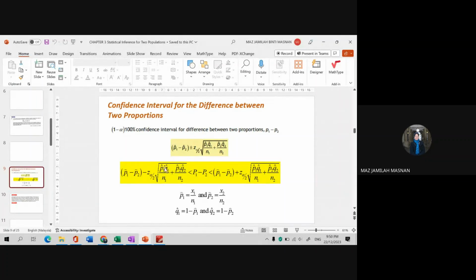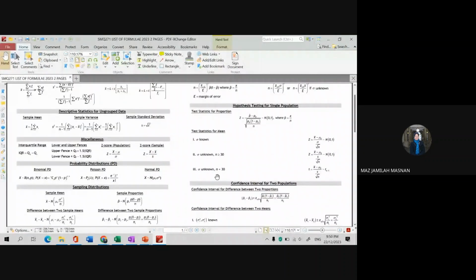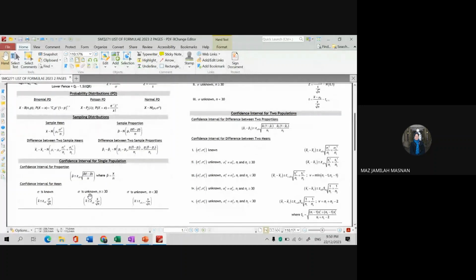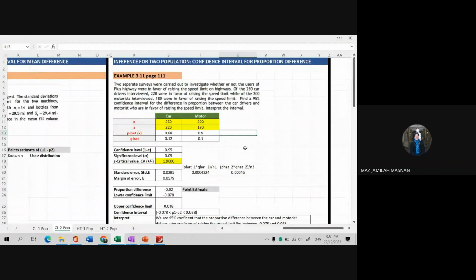So this one is just applying the formula, where you can refer back to this particular formula sheet. The difference between two population, between two sample proportions. For the confidence interval, yeah, this one. And for the difference between two populations, you can refer to this one. Look at my moving hand here. For two populations and for one population. Okay, so that would be for the confidence interval for proportion difference.